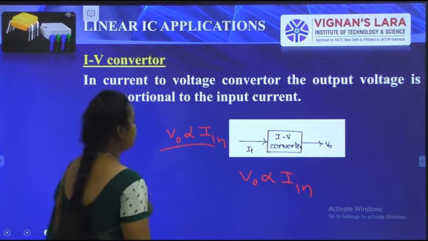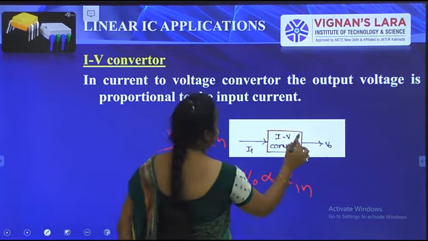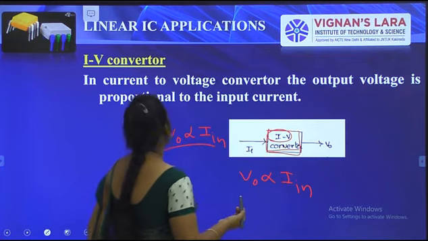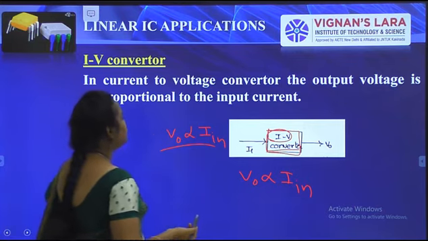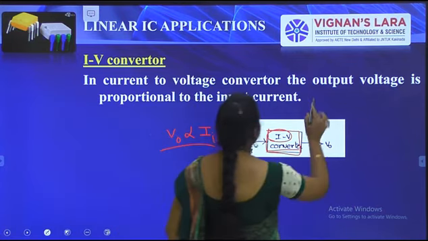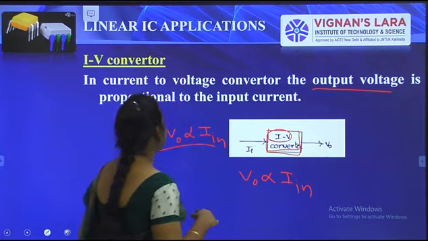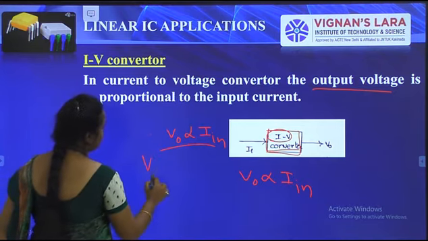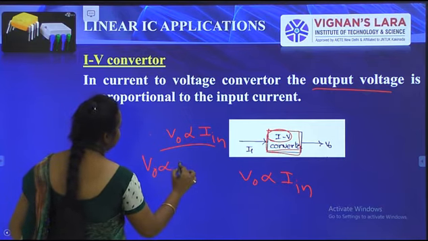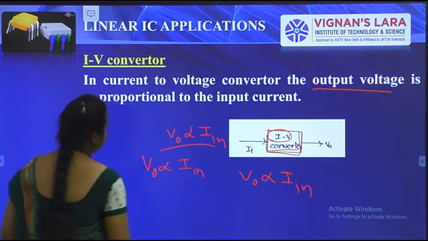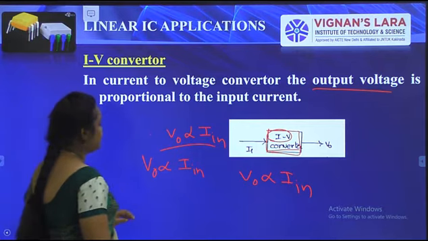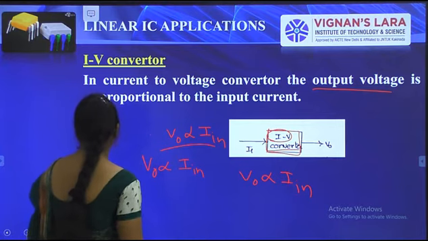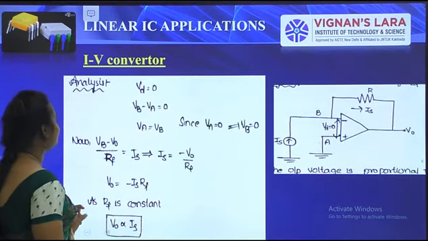So here we have a circuit which is the current to voltage converter. In the current to voltage converter, the output voltage is proportional to the input current. That means Vout is proportional to I. We have the circuit for this, and we are going to derive the current to voltage converter.